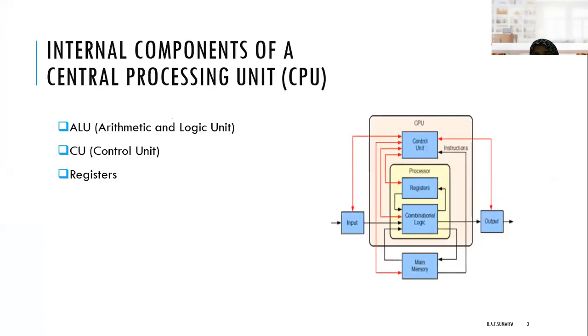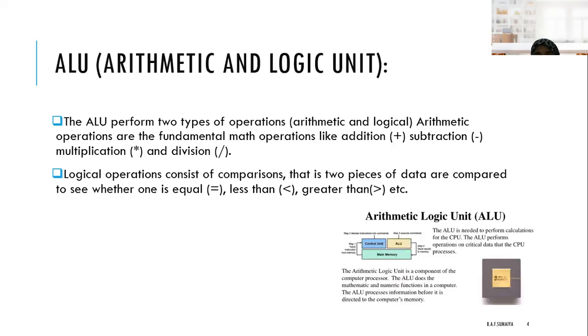Internal components of a Central Processing Unit, CPU. First one, ALU, Arithmetic and Logic Unit. Second, CU, Control Unit. Third, Registers. First, ALU, Arithmetic and Logic Unit.